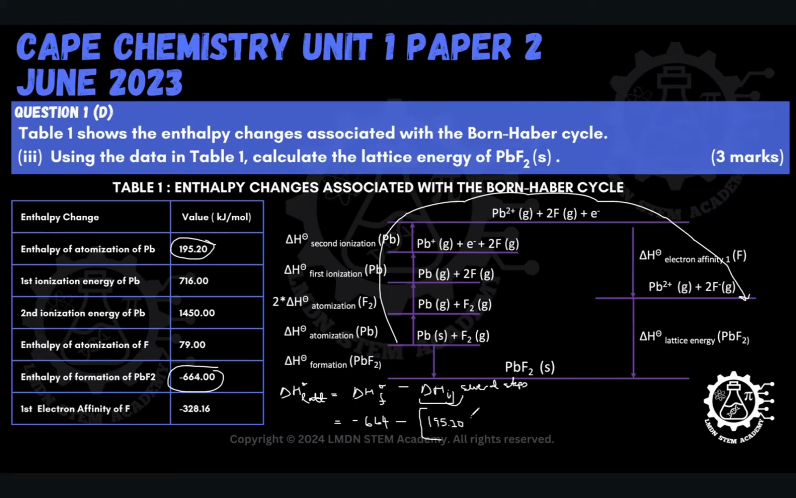195.20. The next thing that we're going to add to that is what? The 2 times the enthalpy of atomization of F2. So it's going to be 2 times this 79 here. So we're going to do 2 times 79. And then to that, we're going to add what? The enthalpy of first ionization of lead, which from the table is 716. So we're going to add that here.